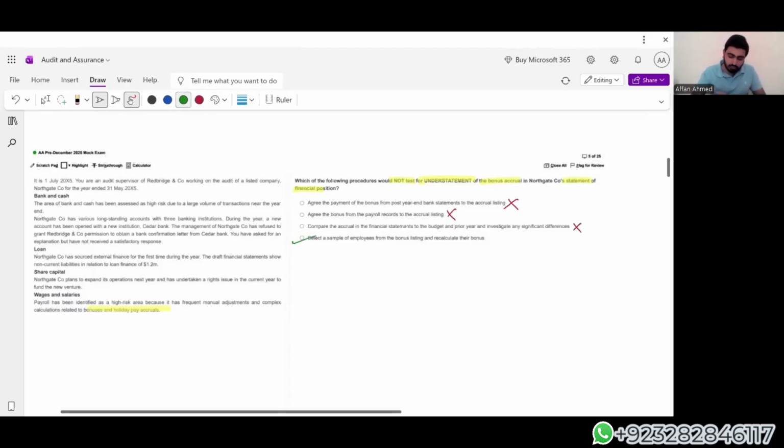That leaves me with number 4. Number 4 says select a sample of employees from bonus listing and recalculate their bonus. That is the correct answer.